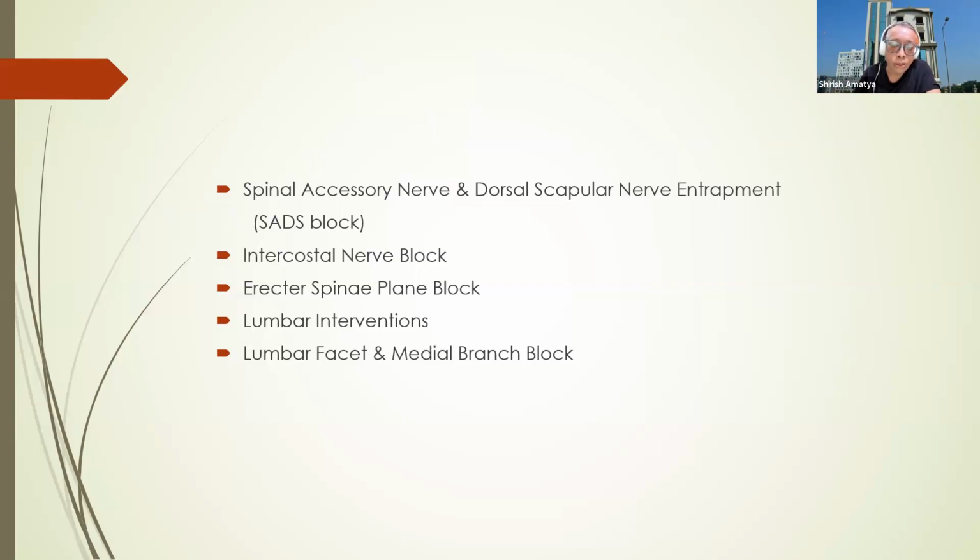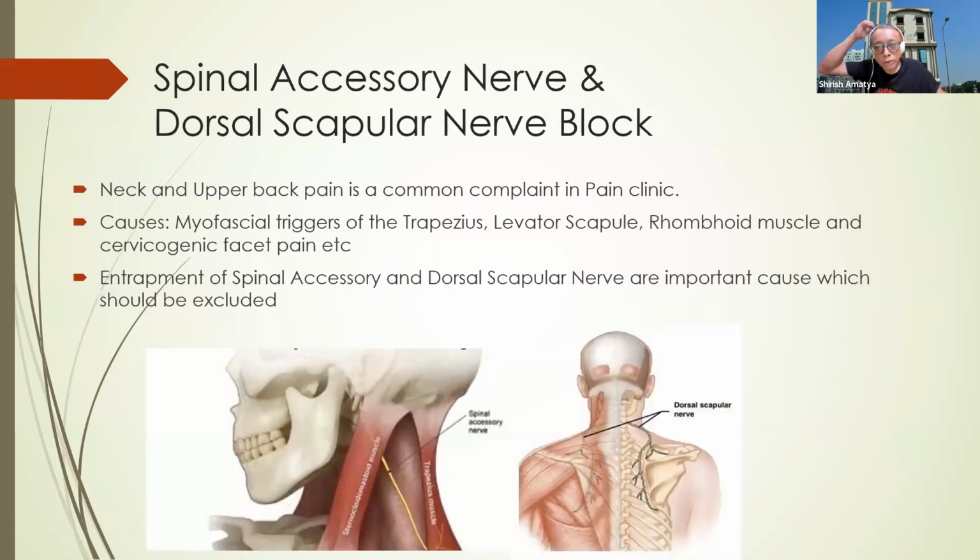After that, we'll be talking something about intercostal nerve block, followed by erector spinae plane block, and followed by some lumbar ultrasound pictures, as well as lumbar medial branch block. So these things will be covered in today's class. So starting with spinal accessory nerve and dorsoscapular nerve block.